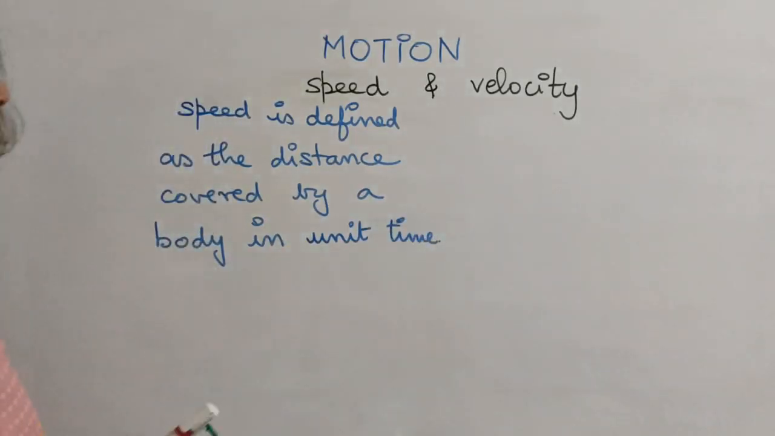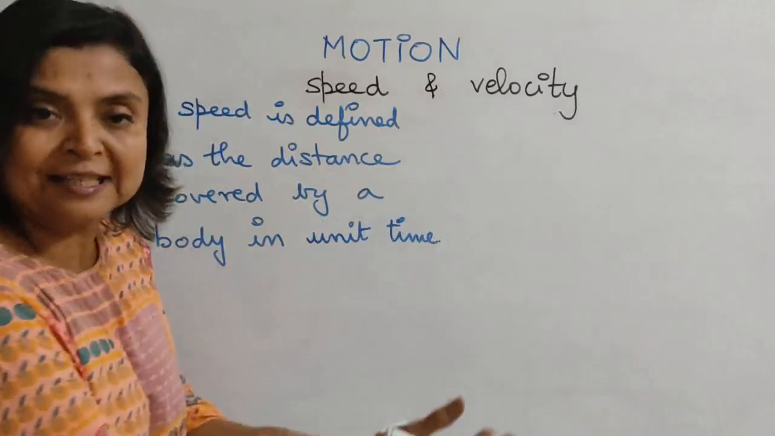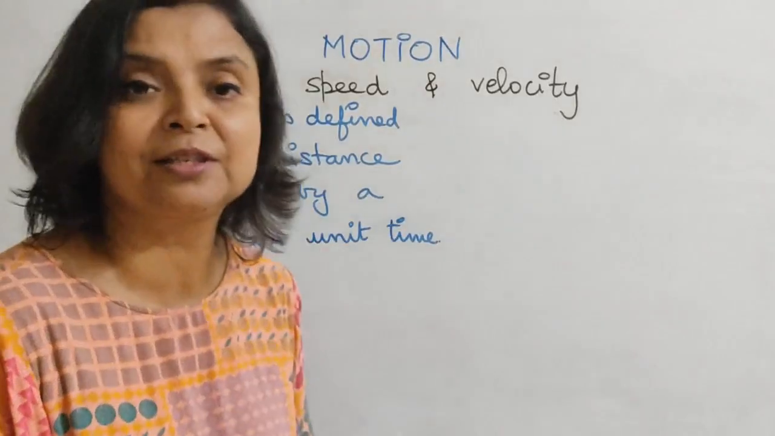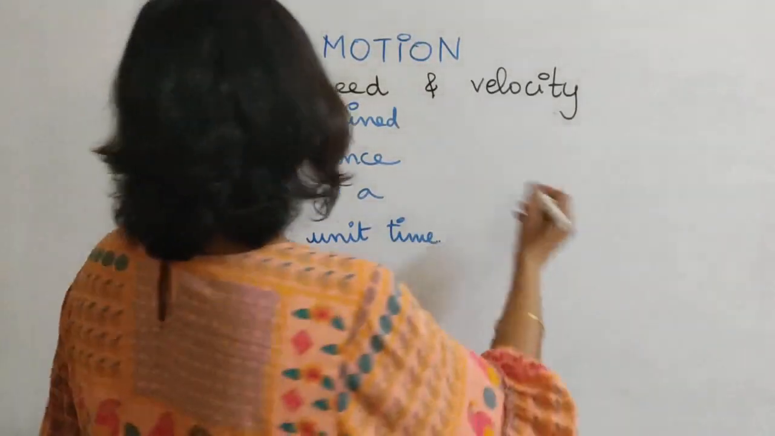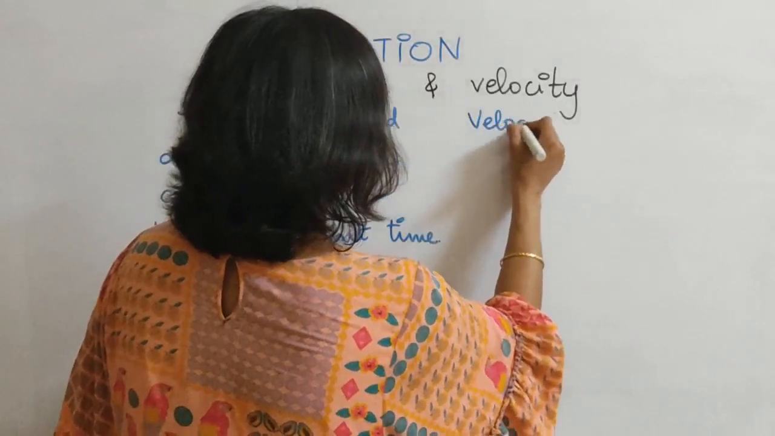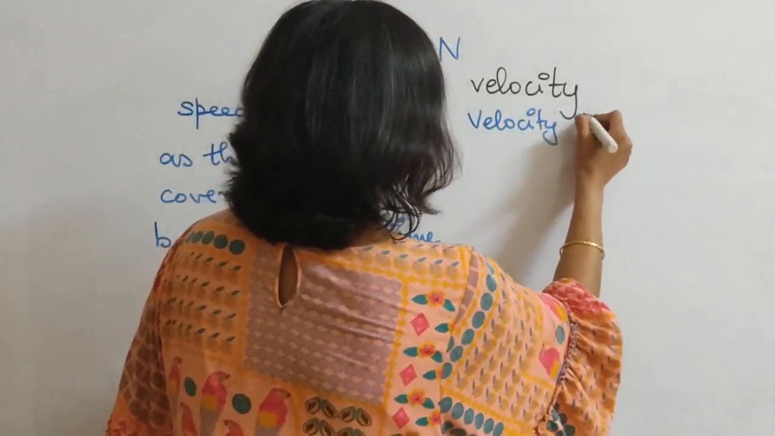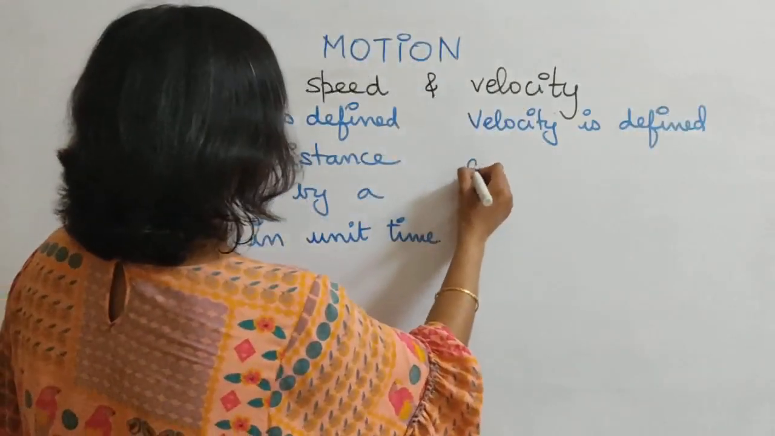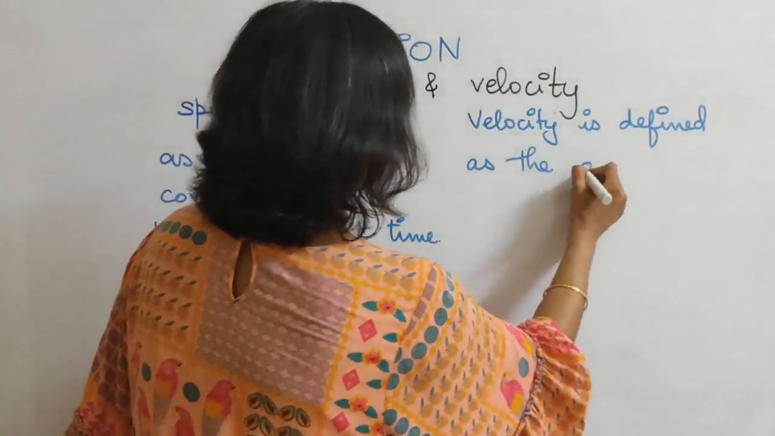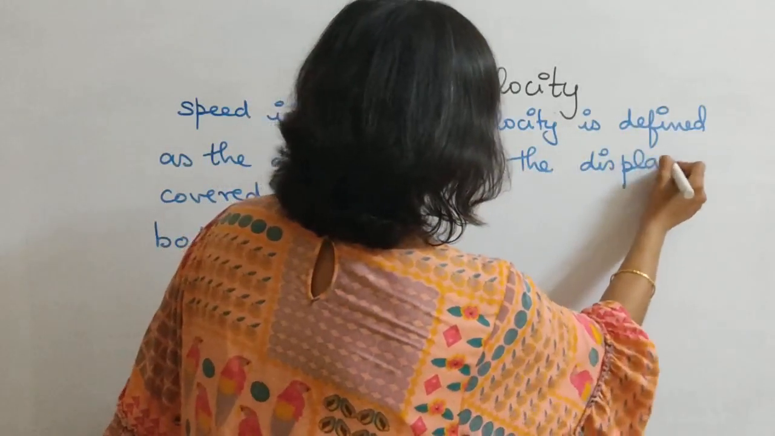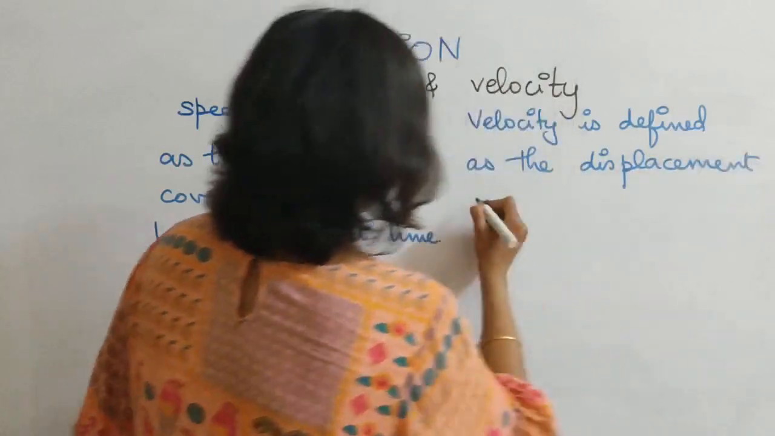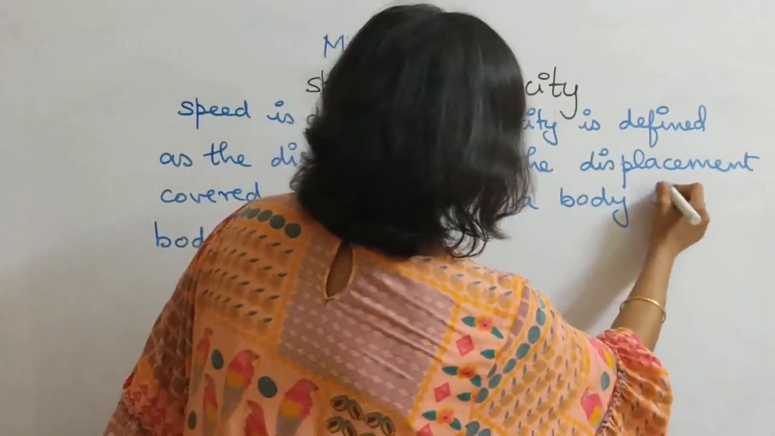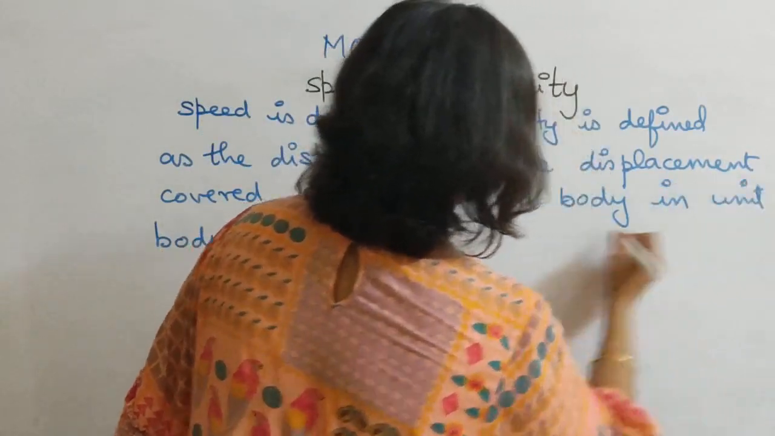Well, and velocity is defined as the displacement in unit time. Speed is a scalar, so we will consider the distance because the direction did not matter. Whereas here the direction did. So velocity is defined as the displacement of a body in unit time.